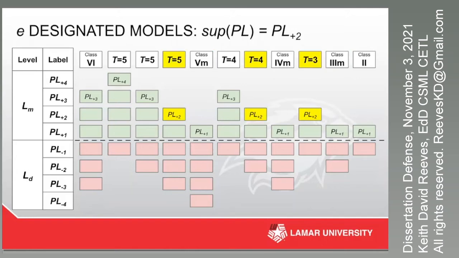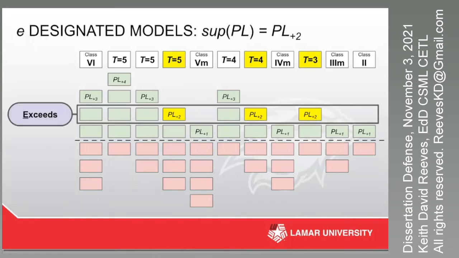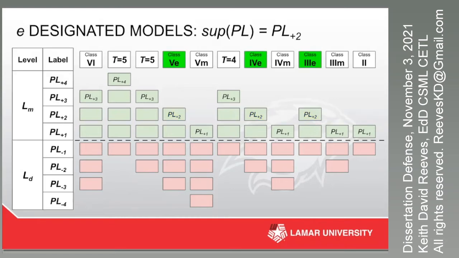The next set of models have a sup PL of PL plus 2. These are now also unique in the remaining classes. A sup PL of PL plus 2 means the highest level is above meets. And the most common language for these PLDs, as those of you who use standards-based assessment know, is usually exceeds. So we'll use E. That gives us classes 5E, 4E, and 3E. We're moving right along here.